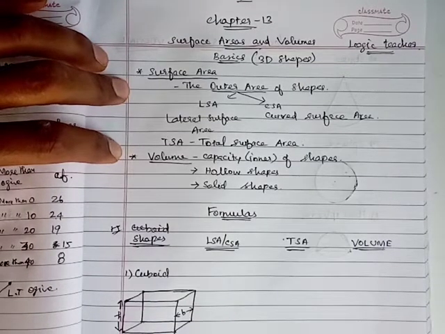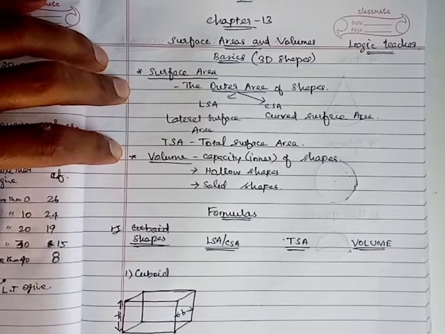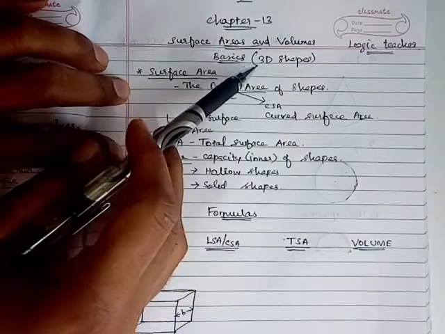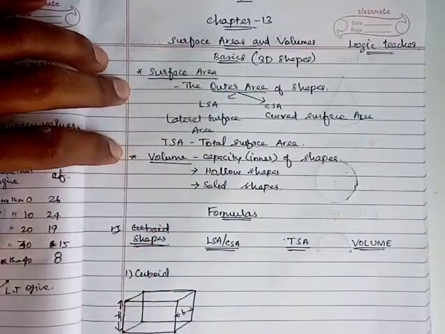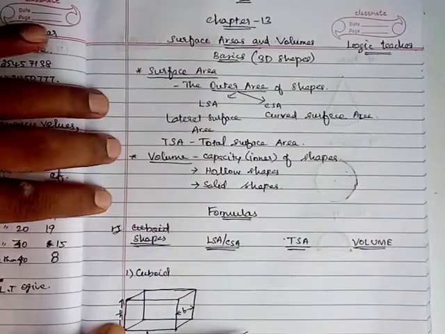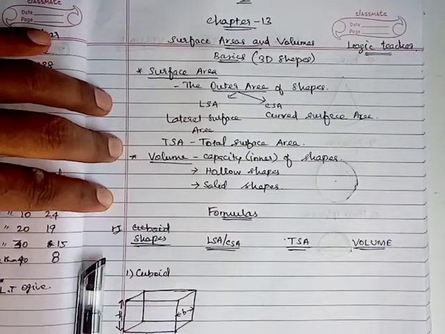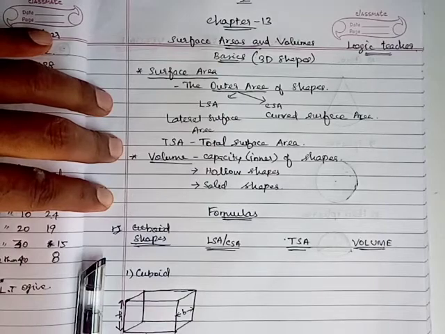Today we are going to see surface areas and volumes, chapter number 13. We are going to see the basics now. What is all about surface areas and volumes? We are going to study all about 3D shapes. What are the 3D shapes we use in our daily life? We use a lot of things, right? Every shape is a combination of 3D shapes.